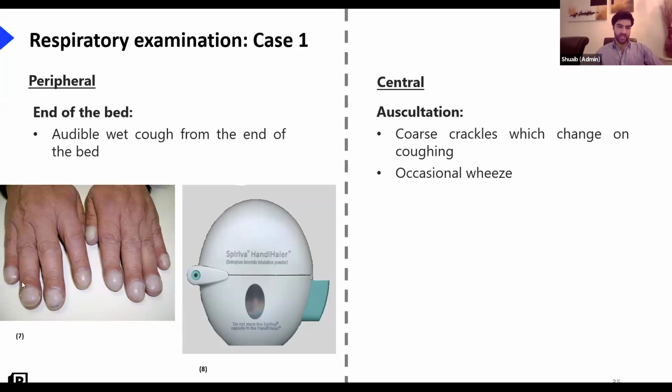We have that there. So that's clubbing for those of you who didn't know. And we have an inhaler there. If you can't read it, it says tiotropium. So it's a tiotropium inhaler. You listen to the patient's chest and you hear coarse crackles which change on coughing and an occasional wheeze. So don't say what you think the diagnosis is, because that's going to be the next question. So just take all of this in and we will head over to the next question shortly.